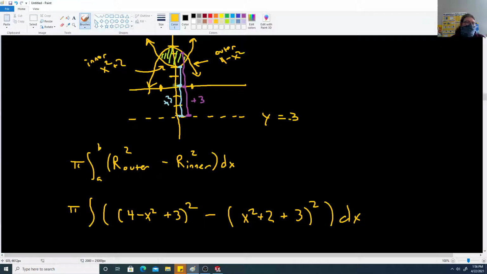So when you're going about the x-axis, you just use the functions themselves. If you're going about a different line, like in this case we have an extra 3 units below the x-axis, you need to account for that when you figure out your radii.